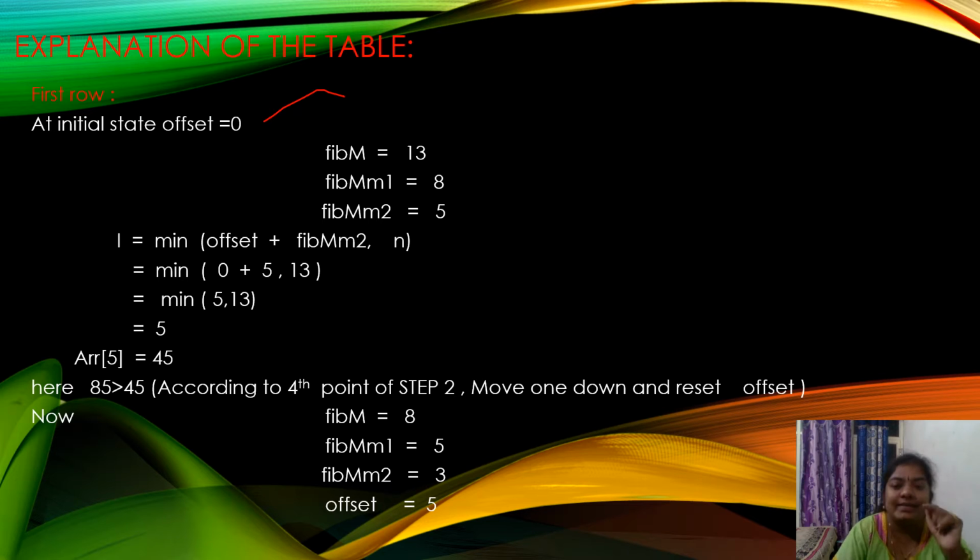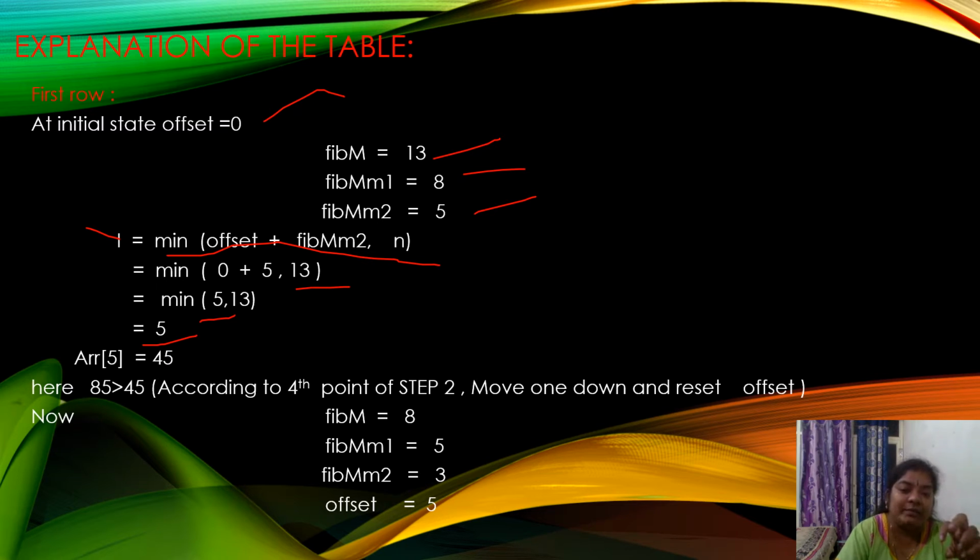In the first step, we simply find the smallest Fibonacci number which is greater than or equal to 11. That is 13. What are the previous numbers for 13? 8 and 5. Next we calculate the index according to this formula. The offset value is 0, and the second previous Fibonacci number is 5, so 0 plus 5 is 5. This is the index.